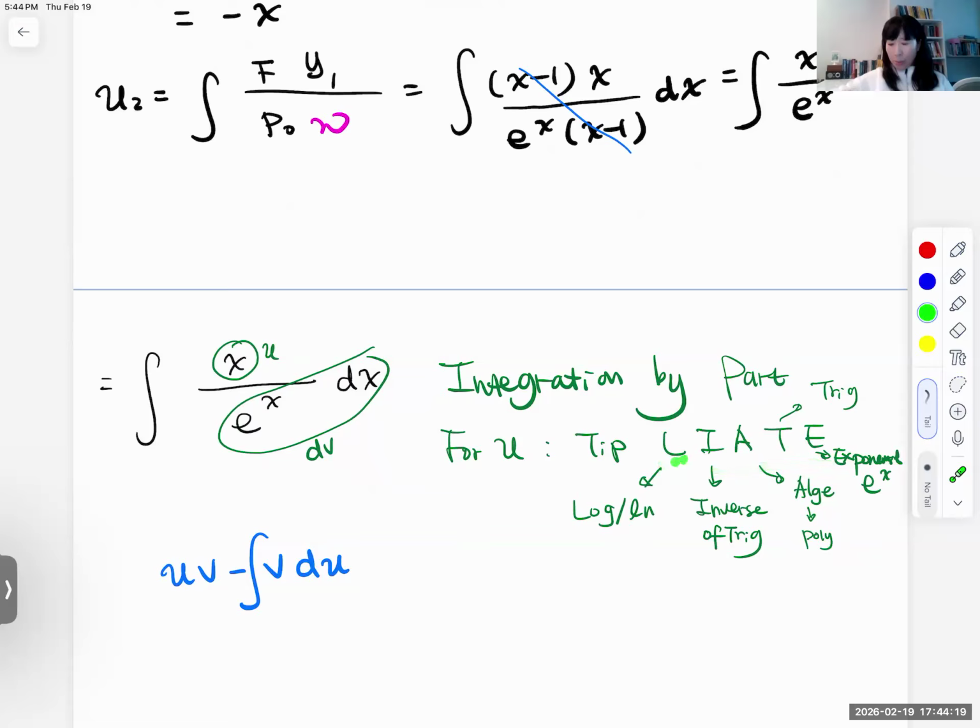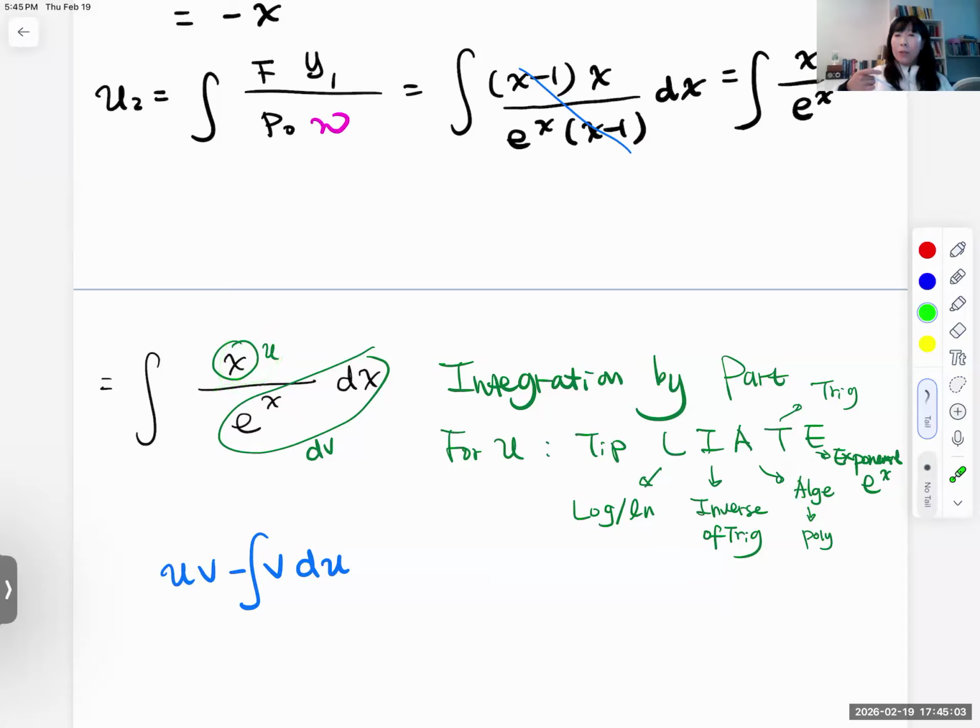LIATE, easy to remember because L stands for log function or natural log, right? And I stands for inverse of trig function, and A stands for algebraic function, which is a polynomial, and T stands for trig. And then E is exponential function, like e to the x. Now e to the x is the very last, right? So we set up x. This one we consider as an algebraic function, a polynomial, okay? All right, so let u equal x.